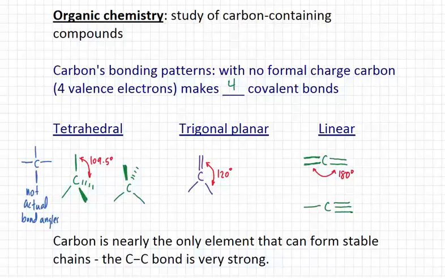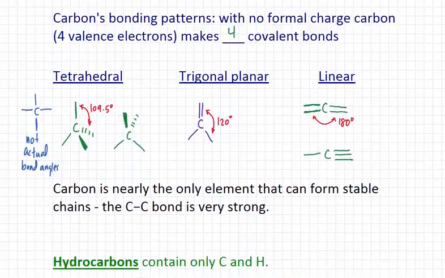So, those 3 shapes are about the only shapes that a carbon can take on. And these 4 bonding patterns are really the only bonding patterns that we will see for a carbon that has no formal charge. Okay? That means each bond that it forms brings in 1 electron to get up to the octet. Right? So we'll get used to seeing carbon like this.